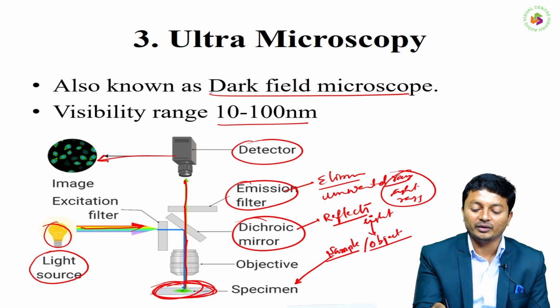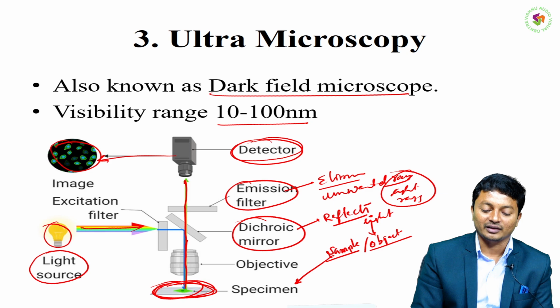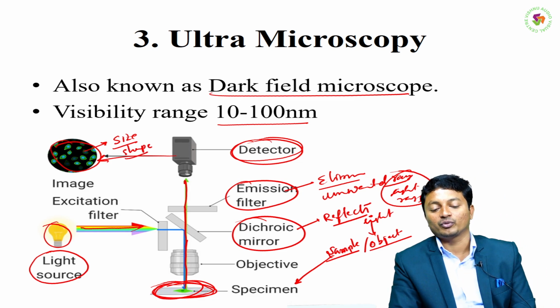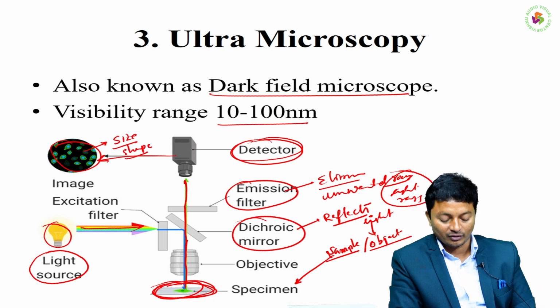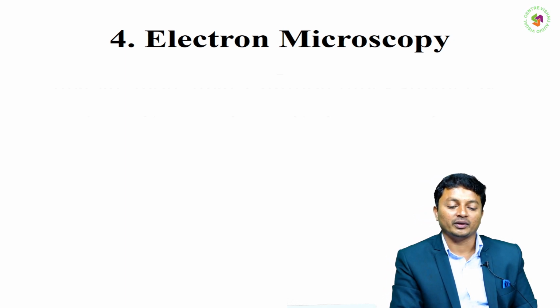This detector will be connected to convert it into an image. So here we can observe the particle size and particle shape. This is the procedure involved in ultramicroscopy. Now we'll discuss electron microscopy.